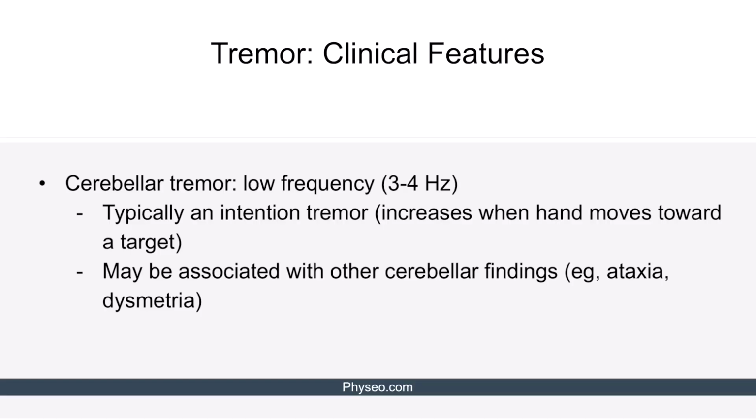Finally, let's talk about the cerebellar tremor. This is an action tremor of low frequency, 3 to 4 Hz. It is usually identified as an intention tremor. This means it typically increases when the hand moves toward a target, for example, picking a pen.